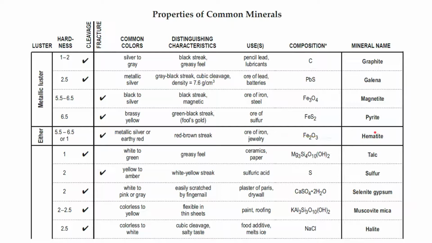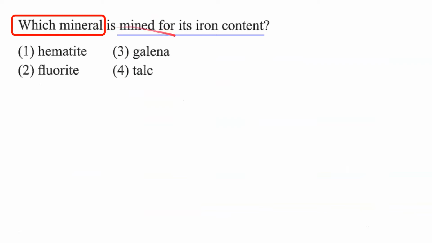So we have hematite and magnetite are ores of iron. So which is mined for iron content? It's hematite. Fluorite is used for hydrofluoric acid, and talc is used in ceramics and paper. Galena is also an ore, but it's not an ore of iron, it's an ore of lead. So the correct answer is choice number 1, hematite.